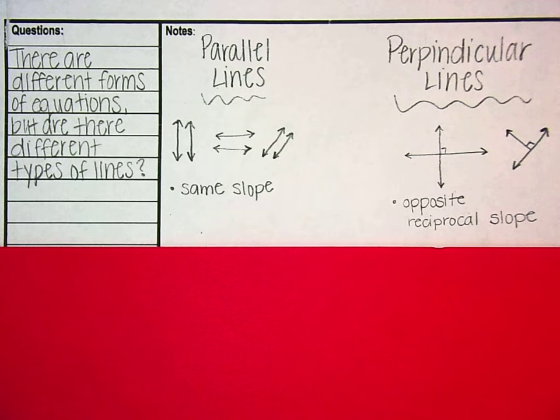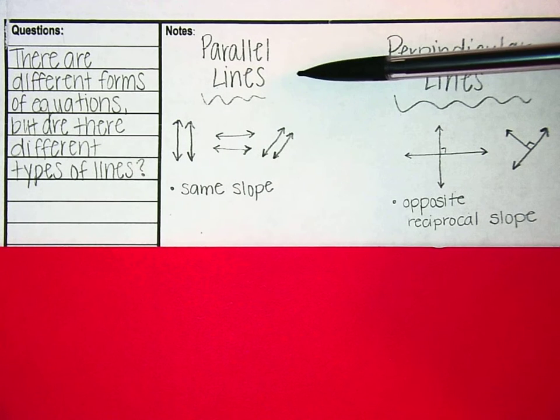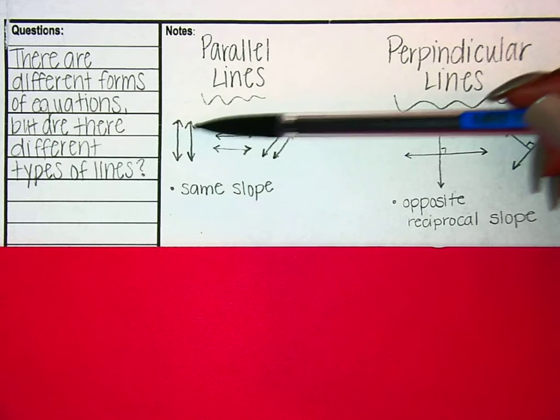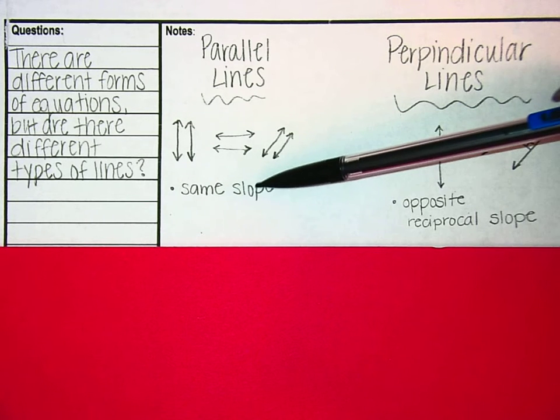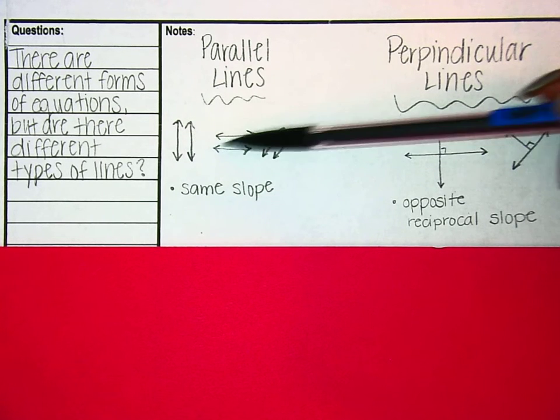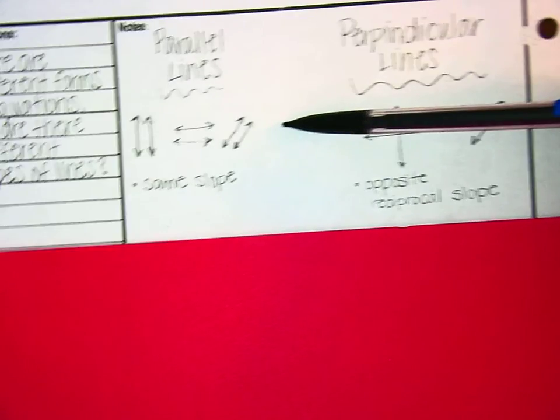There are different forms of equations, as we have noticed, but are there different types of lines? Well, of course. First type of line we have are parallel lines. Parallel lines are lines that have the same slope. Parallel lines can look like any of these graphs here.